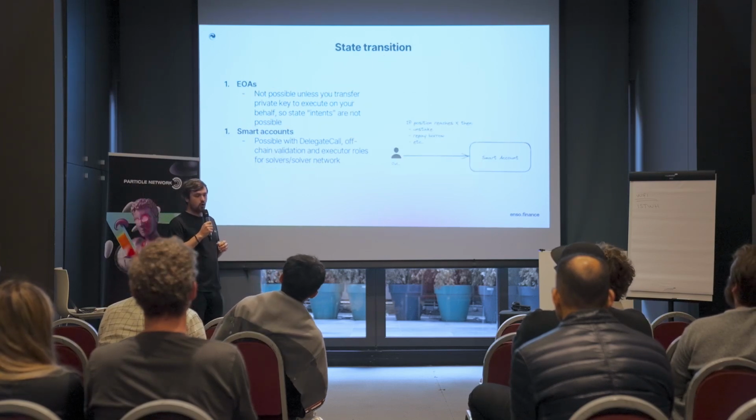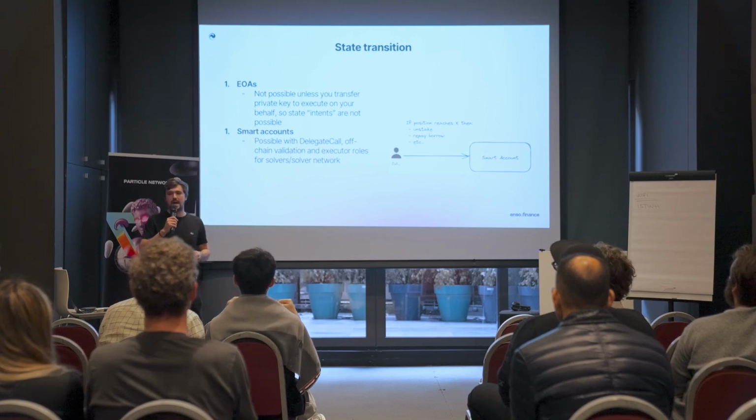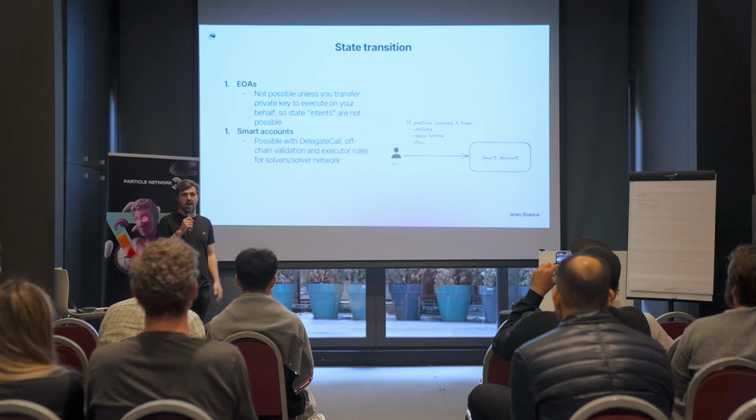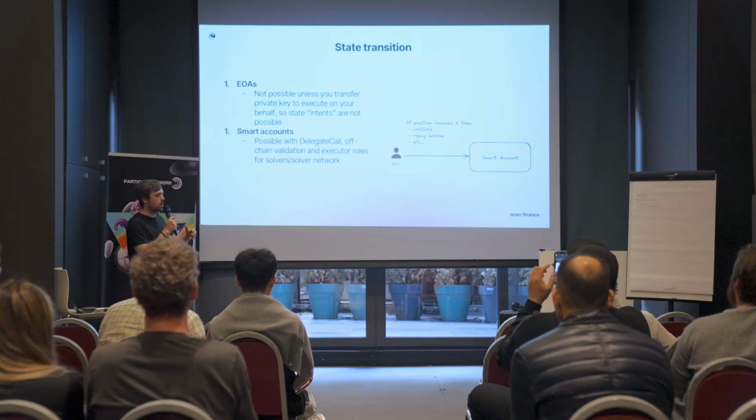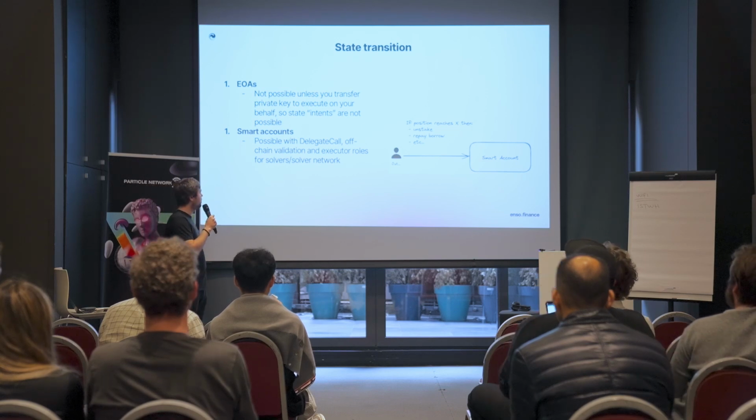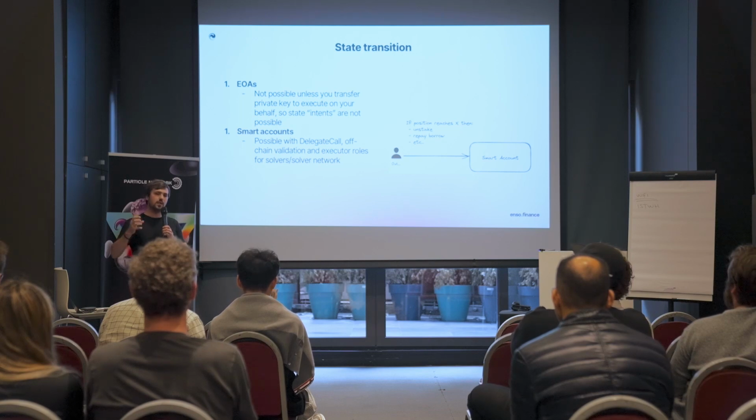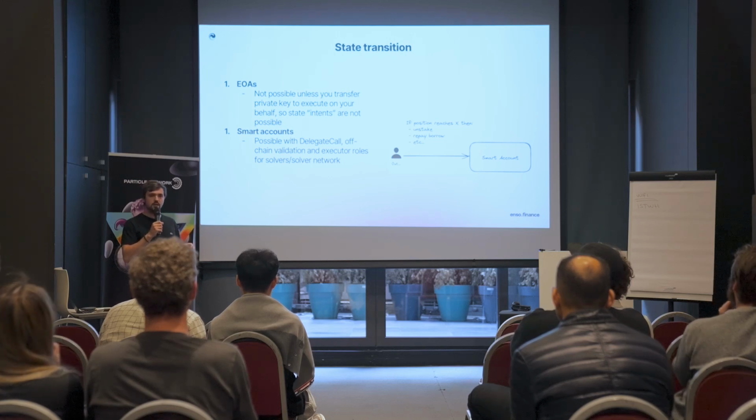State transitions are not possible with DOAs. You would need to hand over your private key for a solver or a solver network to act on your behalf to be able to do this, which is why we need to bring a lot more smart accounts into the intent space. With smart accounts, you can have executor roles to execute particular call data to then get that in state for you. I don't believe we should be having this validation on-chain. I think it should be an off-chain validation with a validator network using simulation tools.